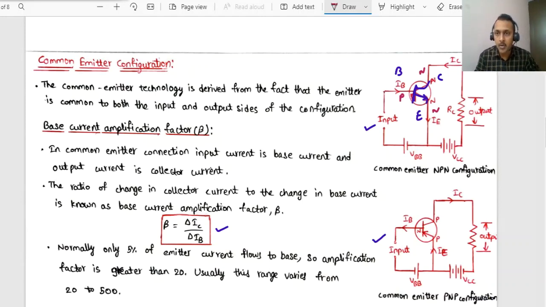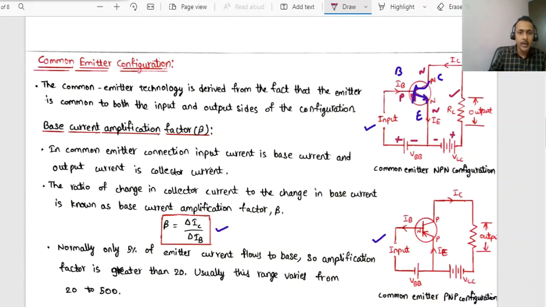Here the emitter base junction will be forward biased, in the sense the base will be connected to the positive terminal of the battery and the emitter to the negative terminal. Similarly, the collector will be connected to the positive terminal and the emitter to the negative terminal. Now here the emitter is common to both the input and output. How do you understand that? The input is given across the emitter base junction and the output is collected across the emitter and collector. This is R, which indicates the load resistor. Across that we can collect the output.